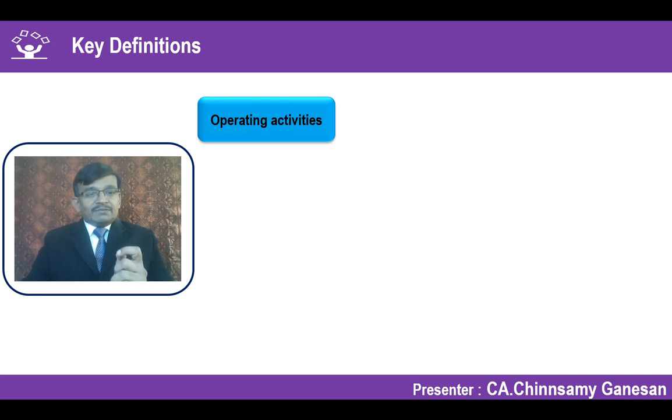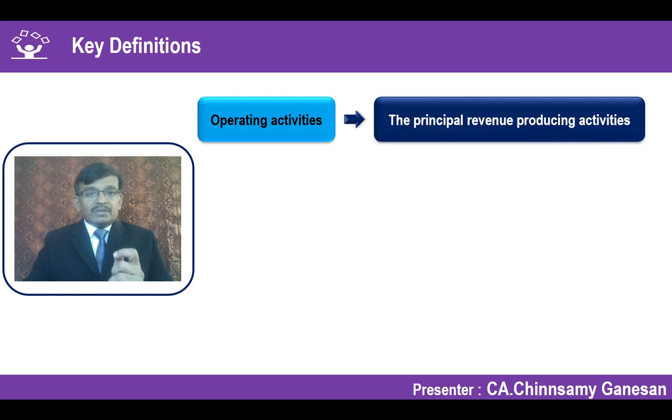The first thing which we have to see is what you mean by operating activities. The operating activities are defined as the principal revenue producing activities. For example, if it's a trading concern, the revenue producing activity is nothing but purchase and sale of goods. So whatever profit arises after adjustment of all the expenses and the taxes is considered as the operating activities. Cash flows generated from operating activities.